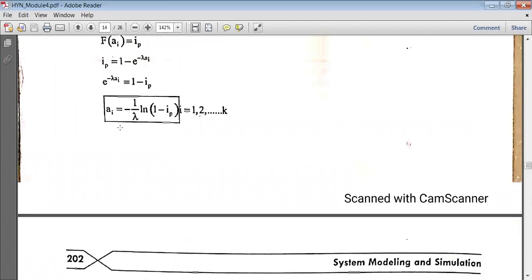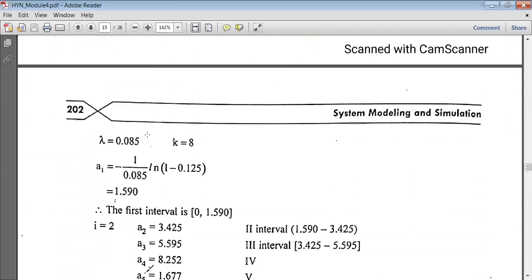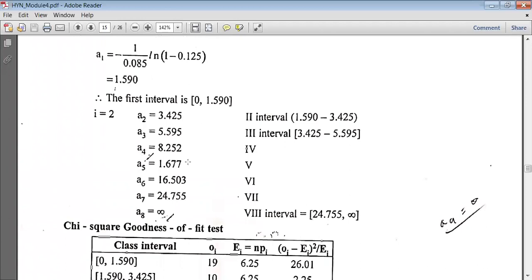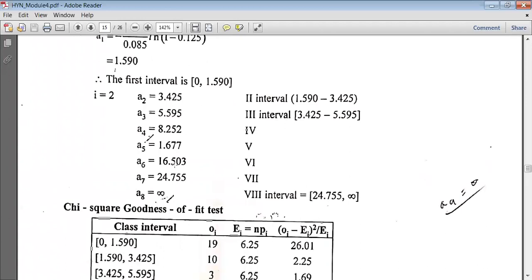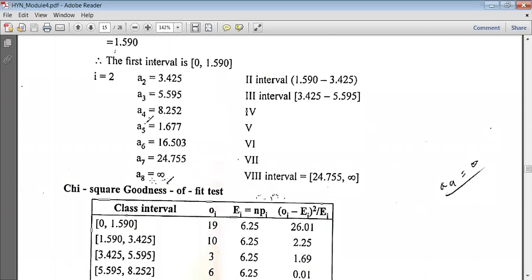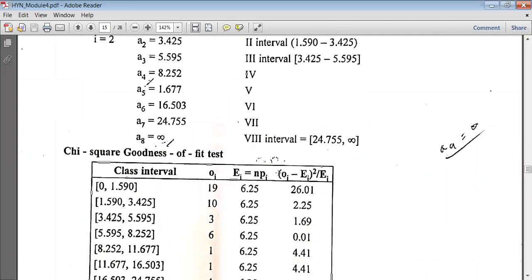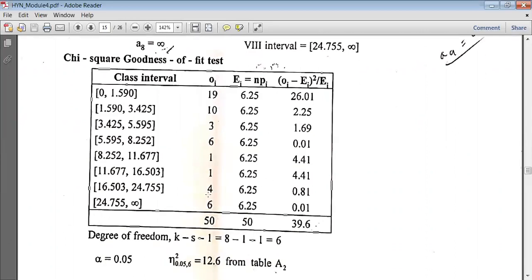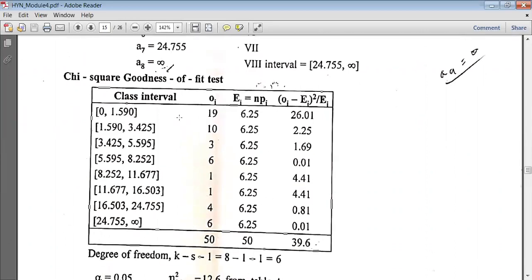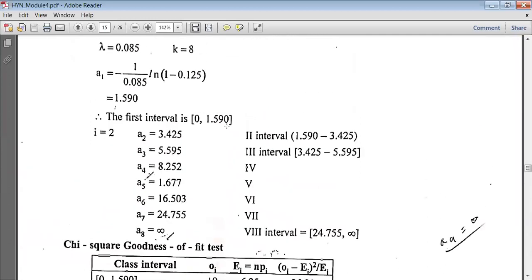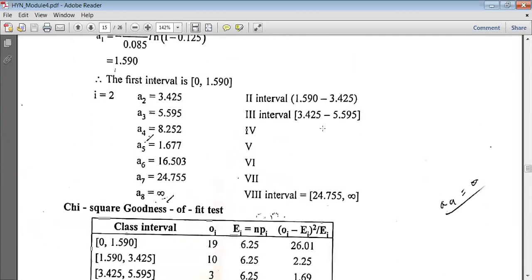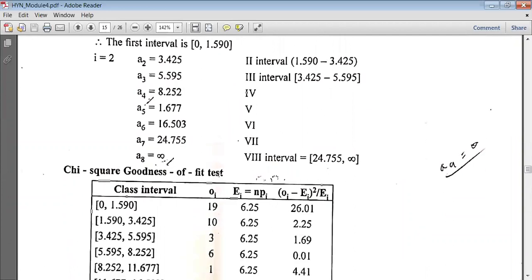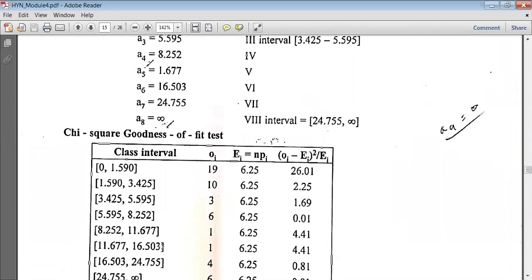So for a1, you will be multiplying 0.125 into 1. For a2, you will be multiplying 0.125 into 2. A3, 0.125 into 3, A4, 0.125 into 4. Like this, you should keep on multiplying and calculating until you get the infinity value. For A8, you will get infinity. Once you get that, you have to construct the table like this. So 0 to 1.5 is the first class interval, 1.5 to 3.4, 3.4 to 5.5, again 5.5 to 8.2, like this. Draw the class intervals.